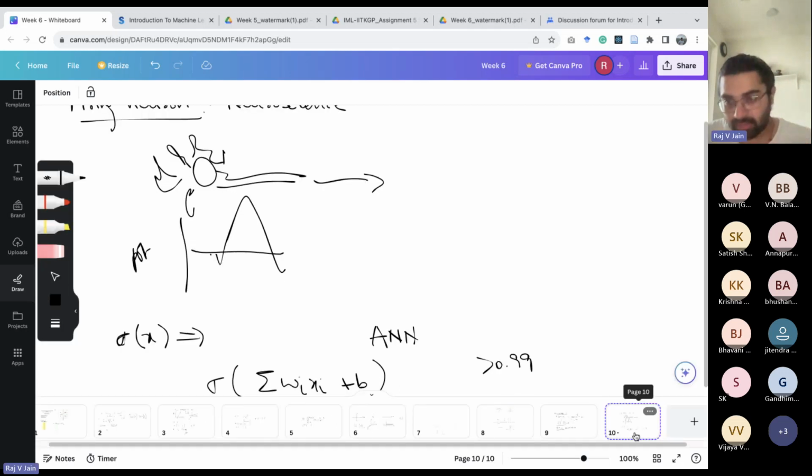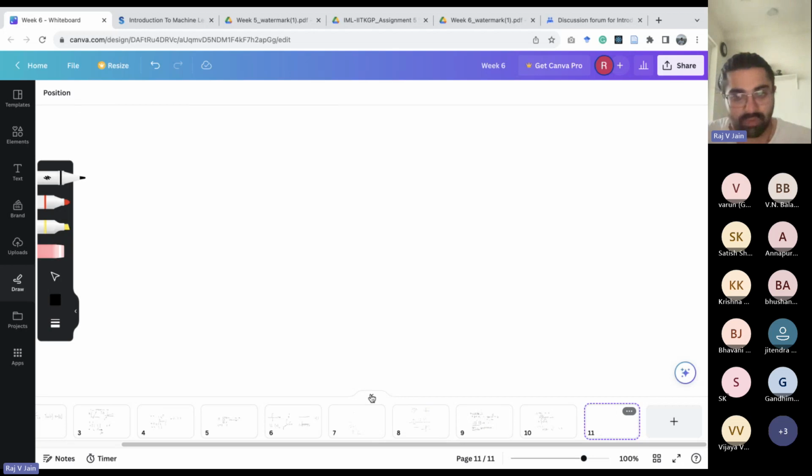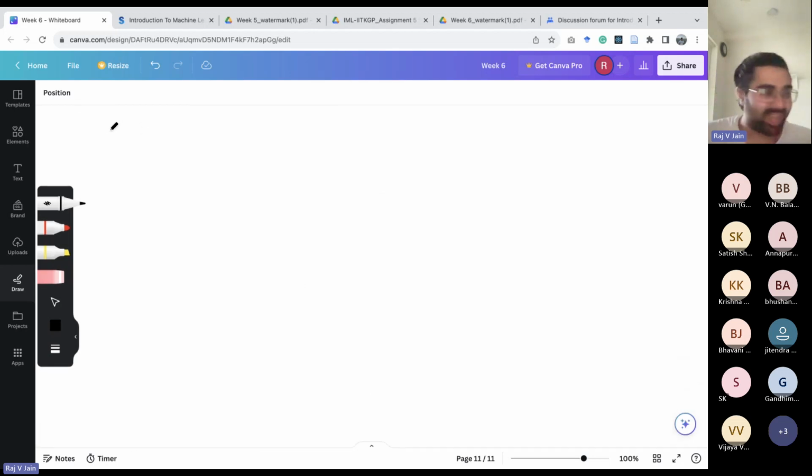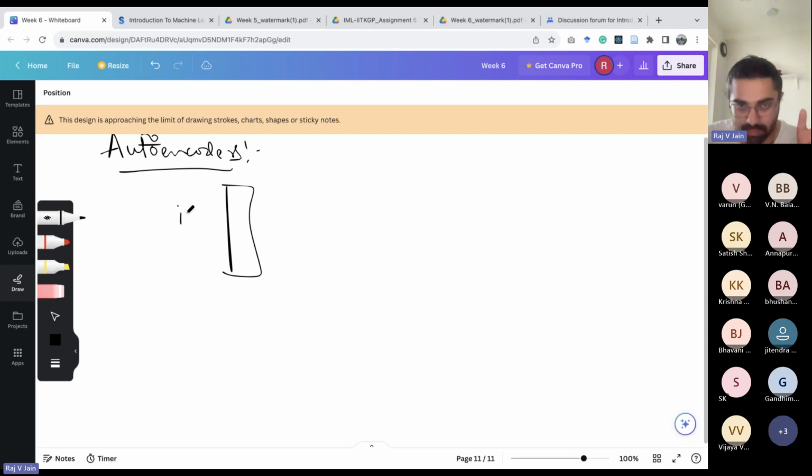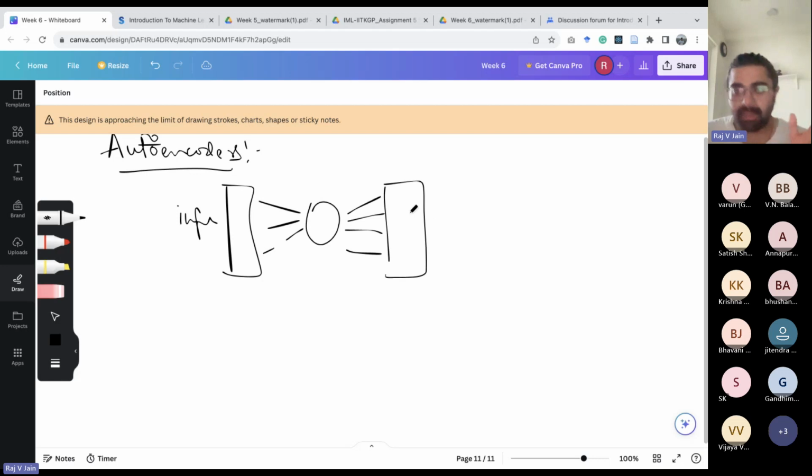Okay. So I just wanted to cover one topic which somebody had actually asked me to cover: autoencoders. I'll give you one basic idea: these are the networks which take some input data, and generally what they try to do is compress it into a lower dimensional space, and then again reconstruct it back, right?